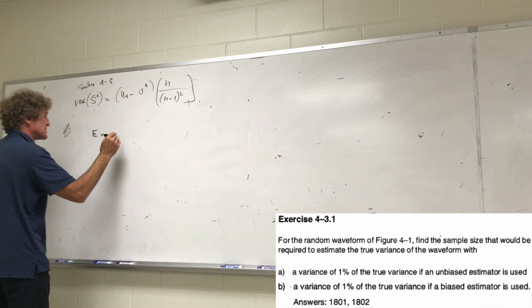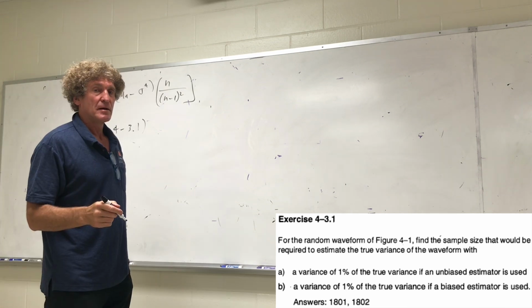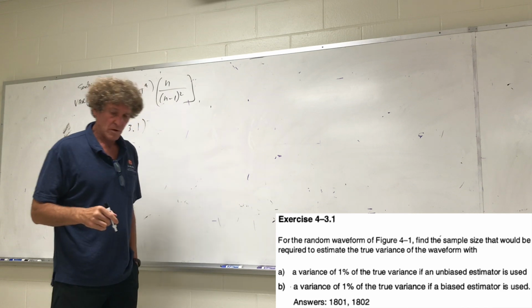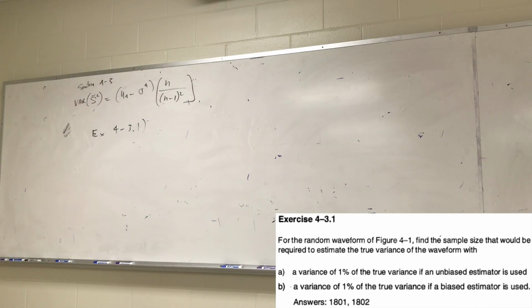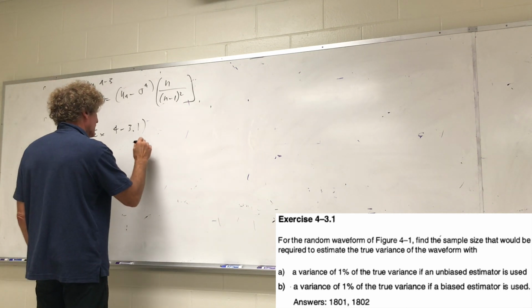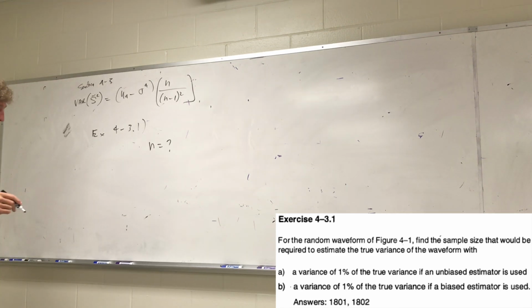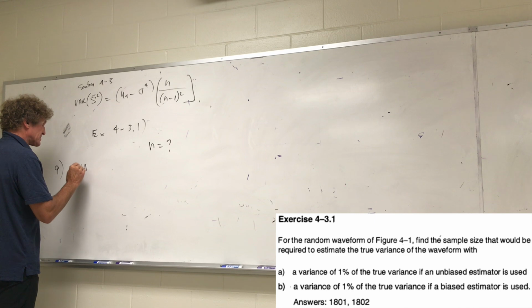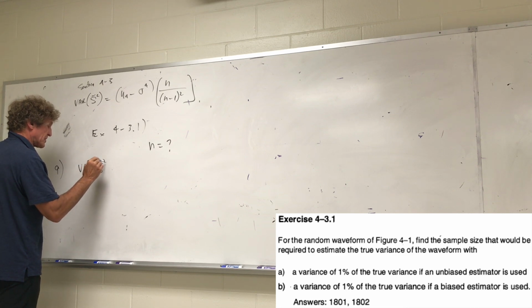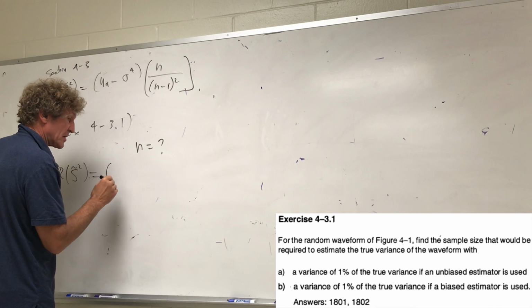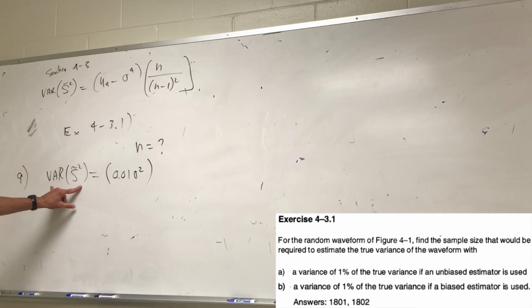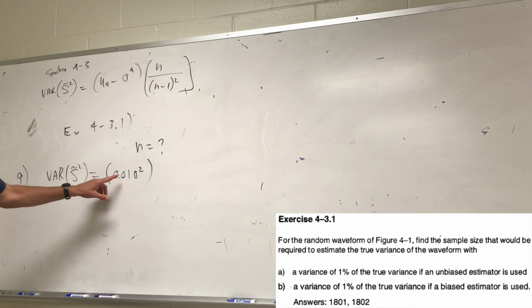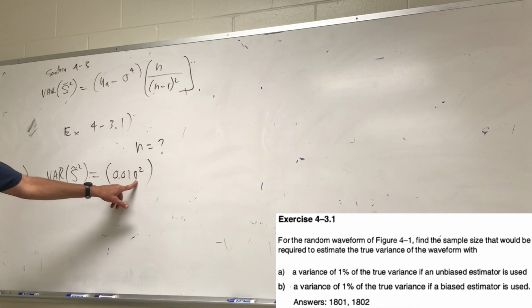This is exercise 4-3.1. For the random waveform of figure 4-1, find the sample size that would be required to estimate the true variance of the waveform. Part A is a variance of 1% of the true variance if an unbiased estimator is used. All right, so, of the true variance, what's the variance of the variance? Of sigma squared, of the actual variance, the true variance. This value here, the variance of the sample size, and this is the unbiased, is going to be 1%, 0.01 times the true, and he says variance, right? Variance is sigma squared, that's the actual value.